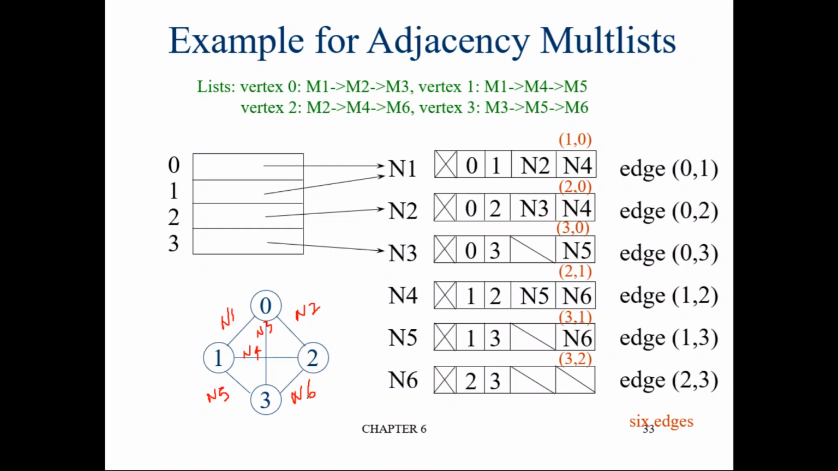Now, the first location says just whether this particular edge is visited or not. We are not bothered about this, so we leave this blank. The next two locations represent what edge it is. So N1 is 0 to 1, N2 is 0 to 2, N3 is 0 to 3, N4 is the edge between vertex 1 and 2, N5 is the edge between vertex 1 and 3, N6 is the edge between vertex 2 and 3.